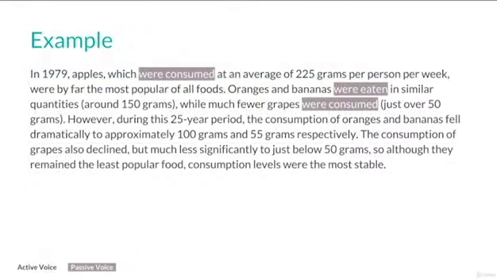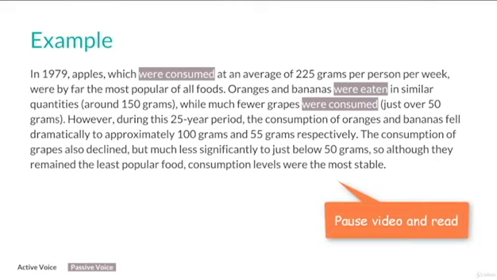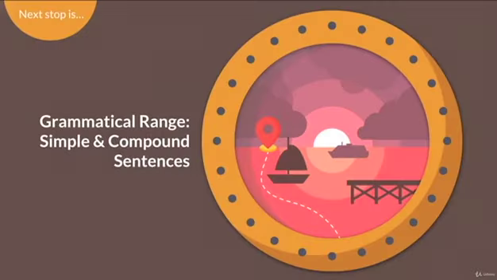Now let me show you an example of the use of active voice and passive voice in a paragraph. So in this example, we have the passive voice highlighted in this brown color, and we have the active voice in the black color. If you'd like, you can pause this video now and read this paragraph in your own time. So that concludes this video.